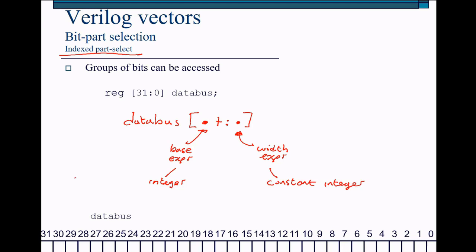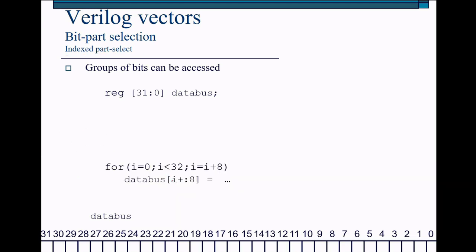Because the base expression is not a constant, it can change during the simulation run. This allows the index part select to be used with for loops, which we encounter later in the course. The benefit of this feature, index part select, is that it can make coding easier for some tasks, but it has the disadvantage that the simulation is slower when compared to constant part select, which we had on the previous slide. And the reason for this is that the base expression is evaluated during the simulation run and is not known at compile time. An example of its usefulness is shown here.